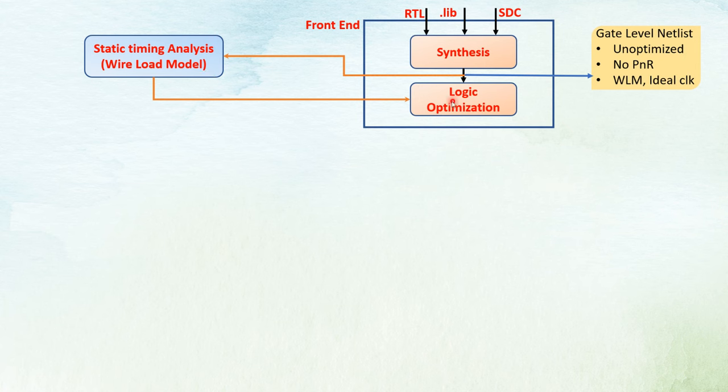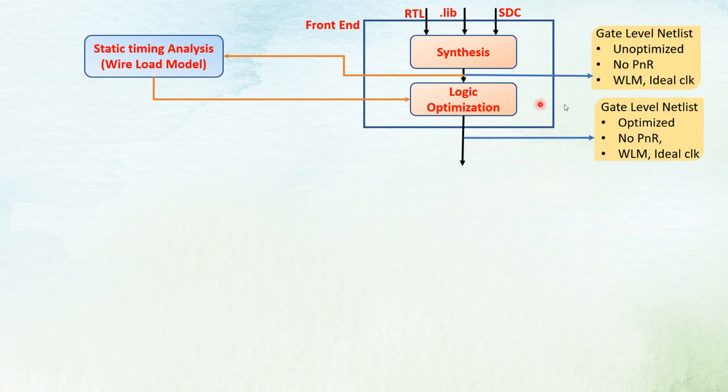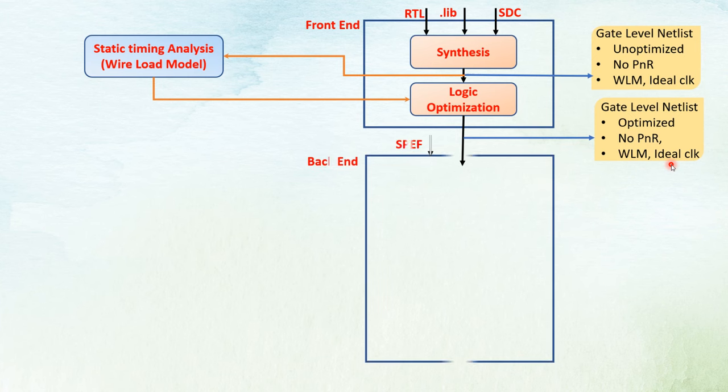As you can see here, this logic optimization is done based on the static timing analysis that is done using wire load model. Once this logic optimization is done, this netlist, which is the optimized netlist, where no place and route is done, and the clock that we are using is the ideal clock that I've already explained, goes to the backend of our design cycle. In the backend, we'll use the SPEF file, which contains the parasitic information of our design. That input I have already defined in the input to STA.